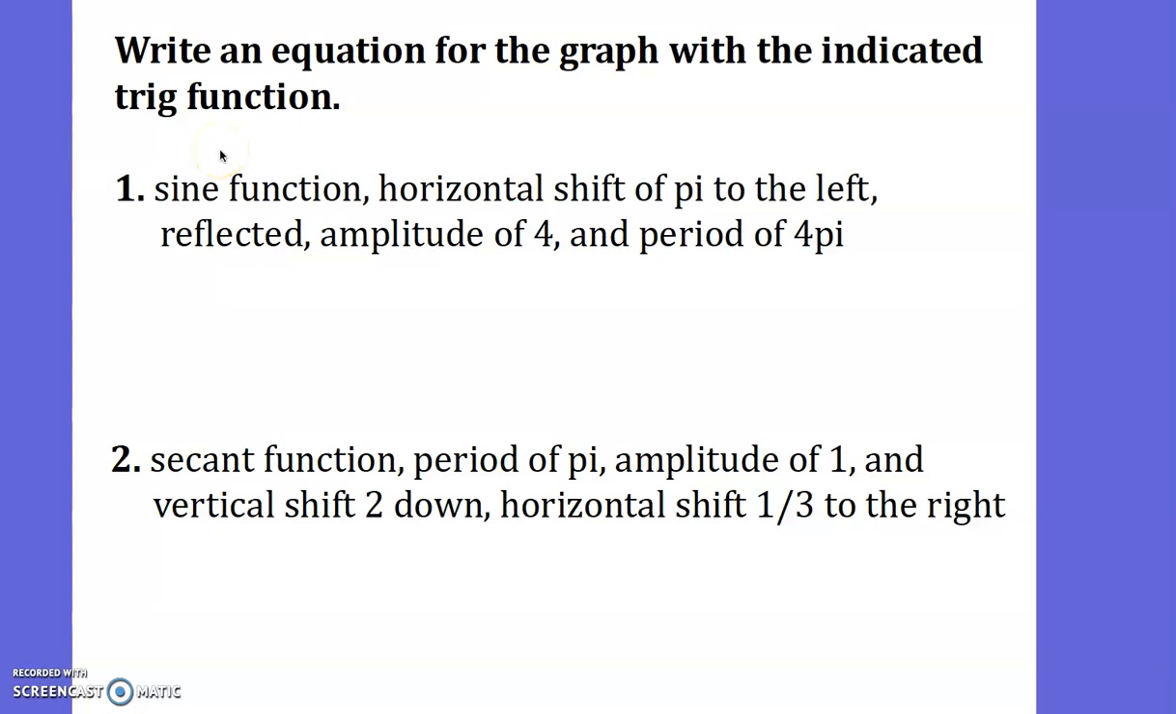So the directions here say write an equation for the graph with the indicated trig function. Okay, so number one says sine, we want it to be a sine function. We want it to have a horizontal shift of pi to the left. We want it to be reflected. We want it to have an amplitude of 4 and a period of 4 pi.